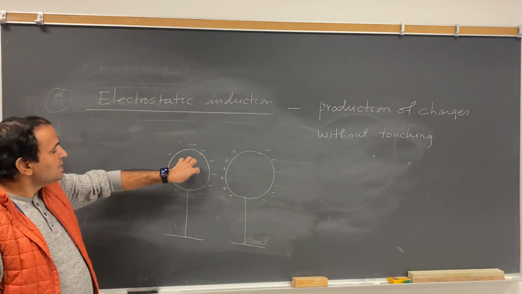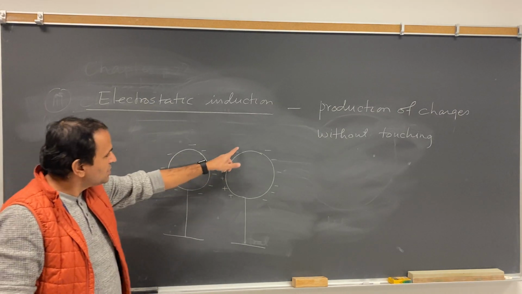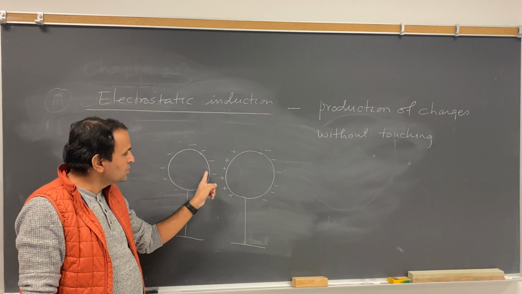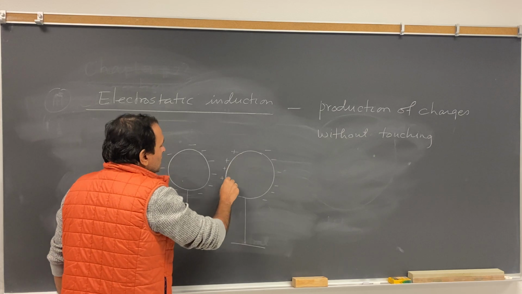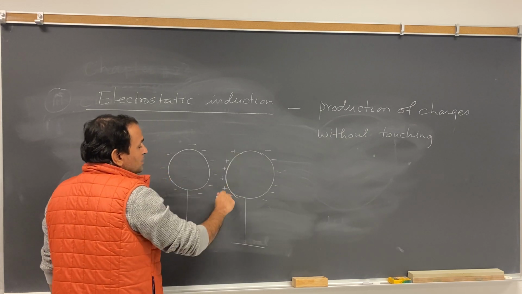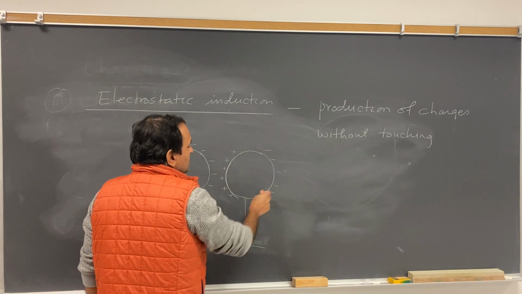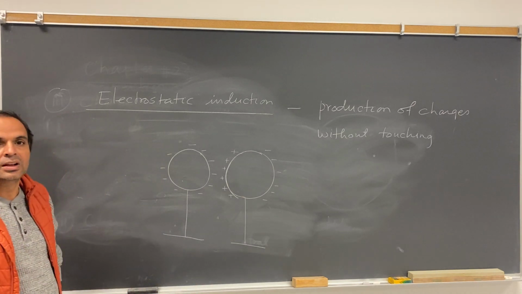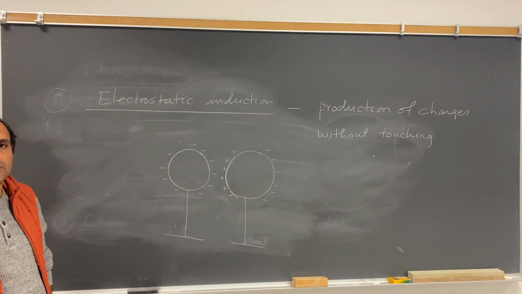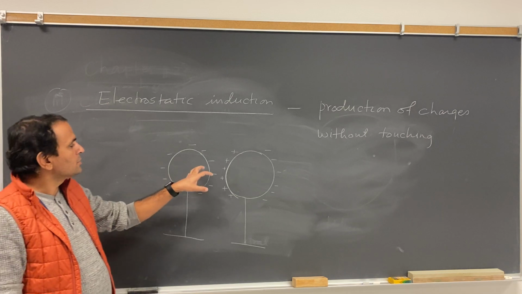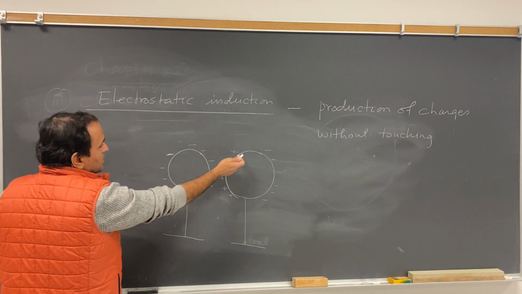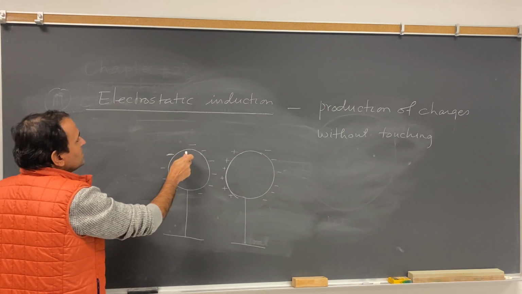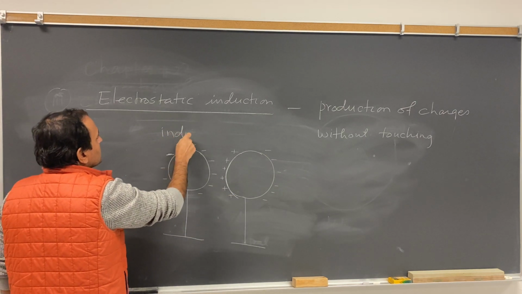So due to this negatively charged body, the positive charge develops on the side close to the negative charge. Look, this side is close to the negative charge. That's why this side is positively charged and this side is negatively charged. Electrostatic induction. Here, due to this charge, positive charge developed, we call this the inducing charge.